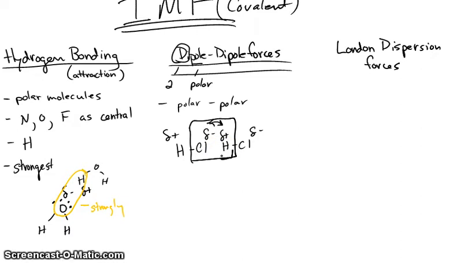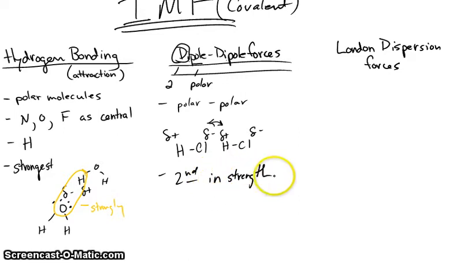Now, why are they called dipoles? They're called dipoles because each polar molecule has two ends, a positive end and a negative end. And it's called dipole-dipole because one dipole can be attracted to another dipole. Cool, huh? These are second in strength. These are not as strong as hydrogen bonding, but still pretty strong.